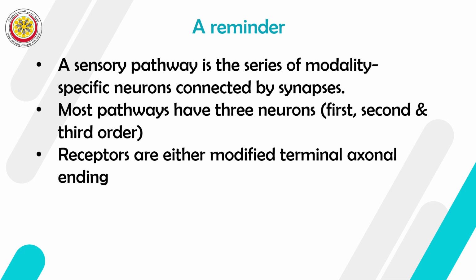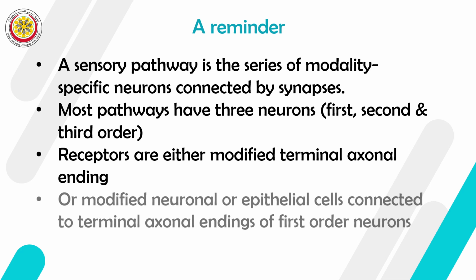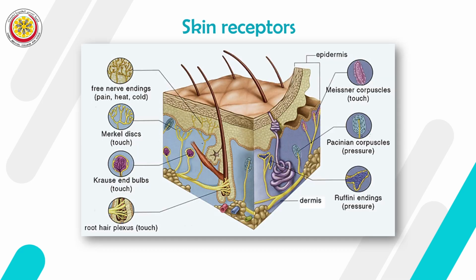And so you know, there are some cells which are modified to become receptor neurons, but are not part of the three order neurons. They are an additional one. And this is another place where we can have more than three: we have a receptor neuron, then first order, second order, third order. Okay. Or modified neuronal or epithelial cells connected to terminal axonal endings of first order neurons.